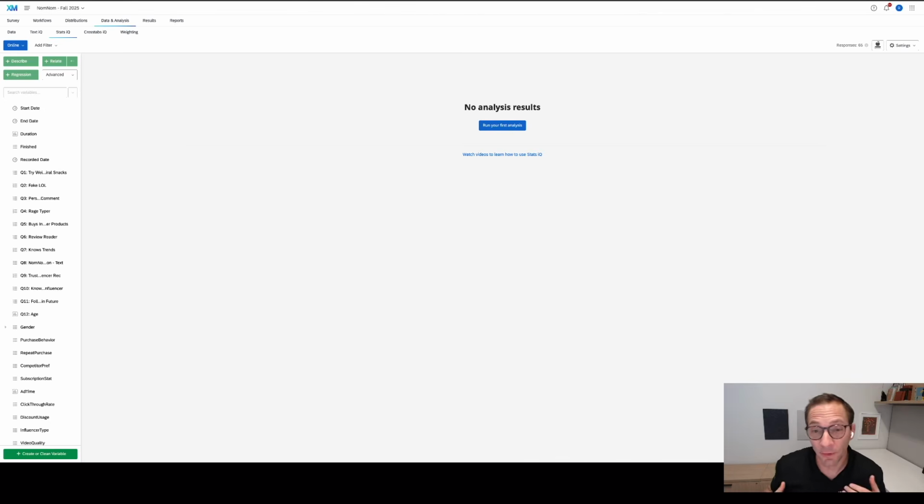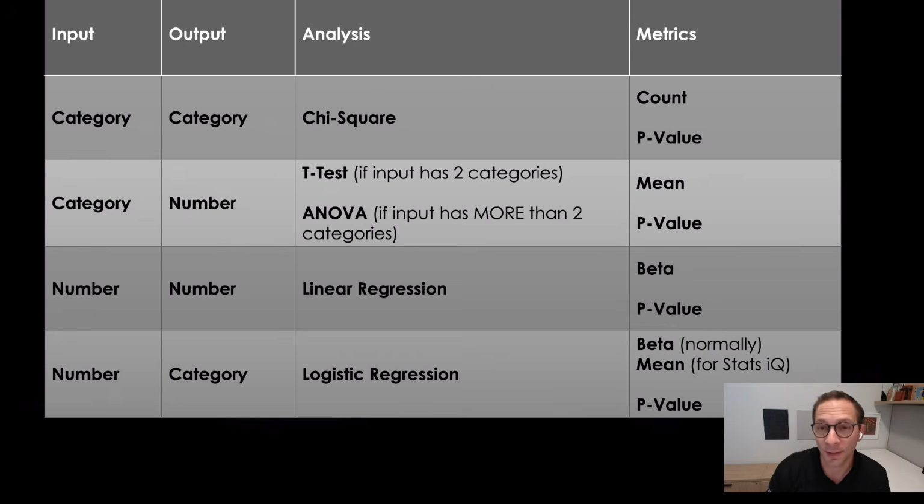Okay, so now that we've gone over kind of what a regression is, both linear and logistic, let's run some examples of this in Stats IQ so you can learn how to do it. We're going to first start with a linear regression. If we go back to the little overview table I created, we can see that we're doing a linear regression if our input and our output are both numbers.